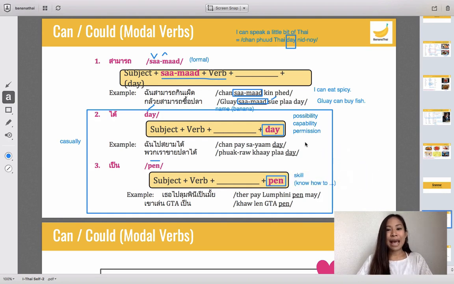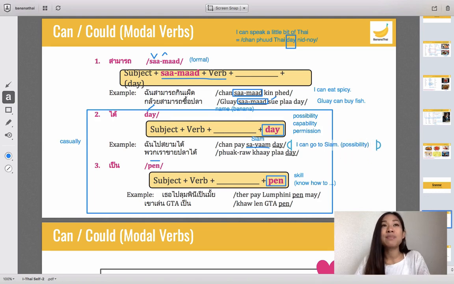For example, the first one: ฉันไปสยามได้. สยาม in this case is an area along Sukhumvit road. So ฉันไปสยามได้ means I can go to Siam. It can be possibility, so it's possible to go because I'm free that day, or permission, because my mom allows me to go to Siam.